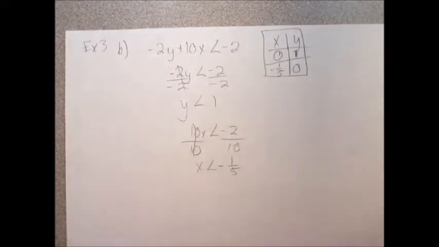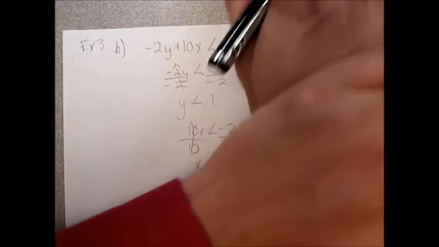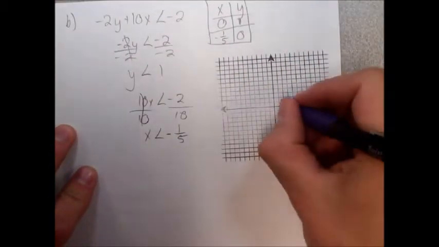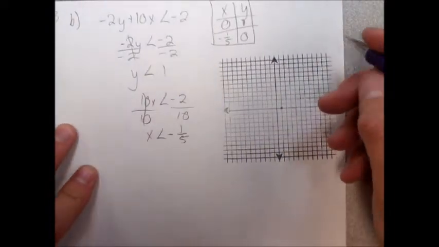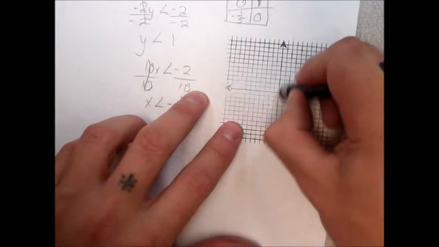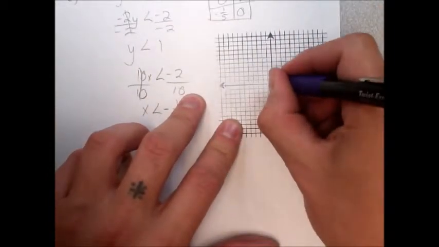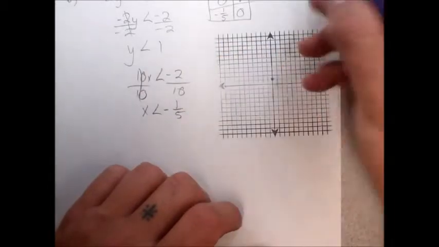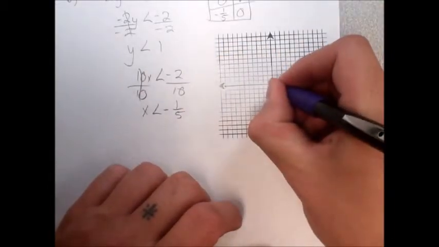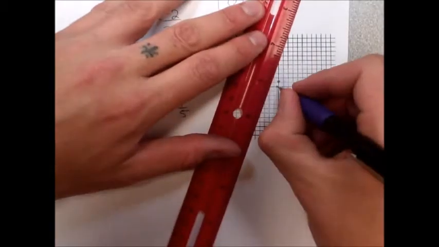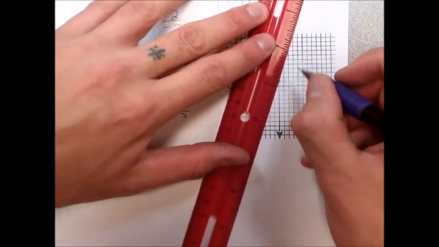So I need to graph it. 0, 1 is easy to graph, or sorry, that's backwards. 0, 1 is easy to graph up the y-axis. Sorry, 0, 1 is right there. And then negative 1/5, 0 is like right there. That's not really easy to see, so not the best way to make an accurate graph.